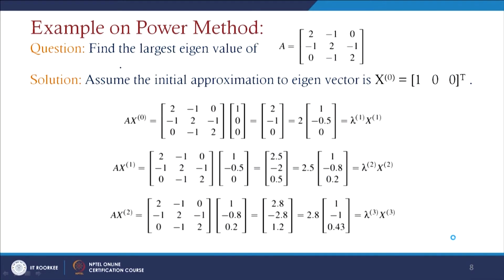For example, with the power method we can find the largest eigenvalue of any system of equations by considering an initial approximation. If the initial approximation has not been given to us, then we can assume 1 1 1, or 1 0 0, or 0 1 0, or 0 0 1 as the initial guess vectors. It is called the method to find the largest eigenvalue because we have to assume that the eigenvalues are ordered such that lambda 1 is larger than lambda 2, which is larger than lambda 3.